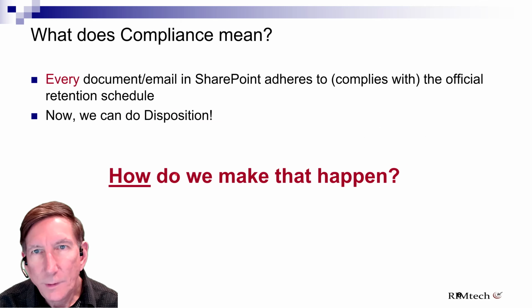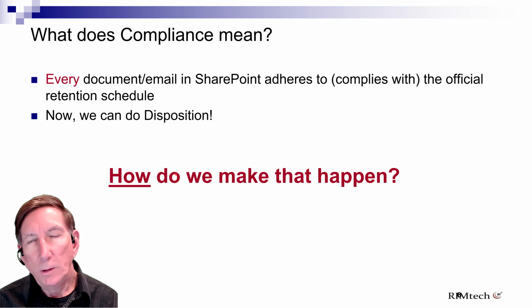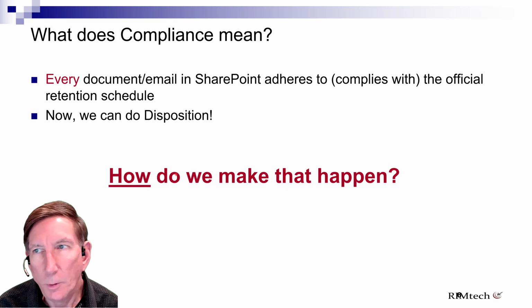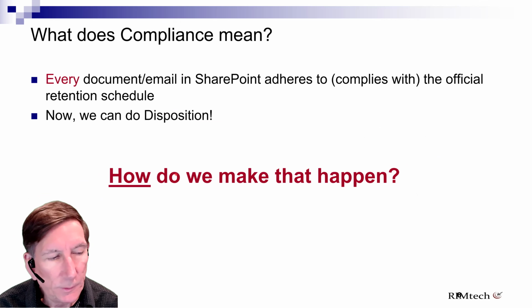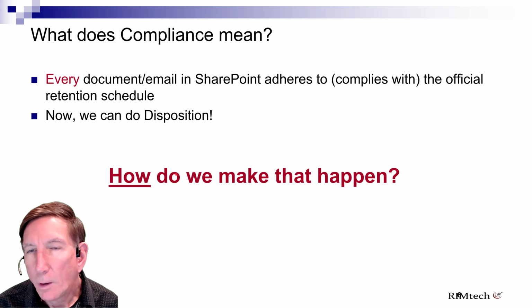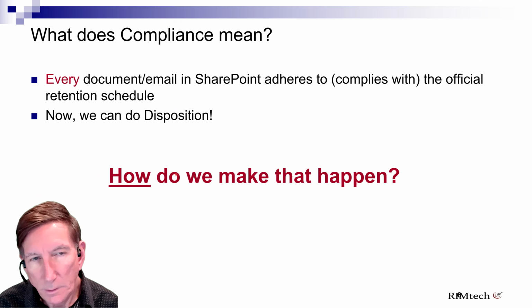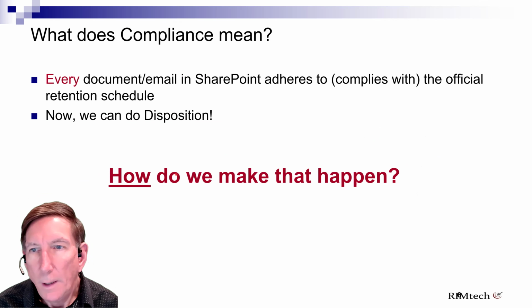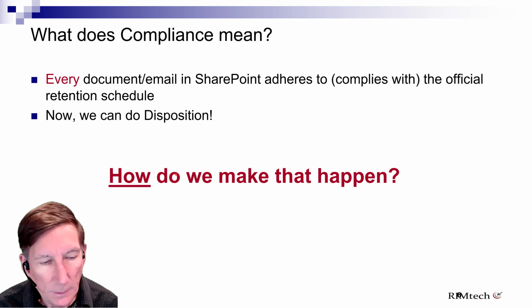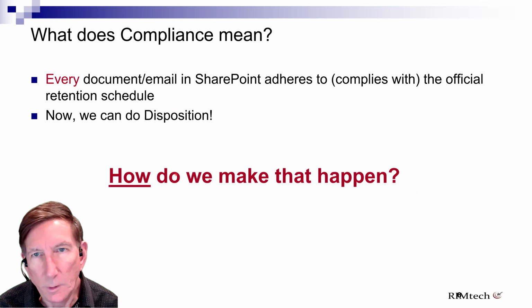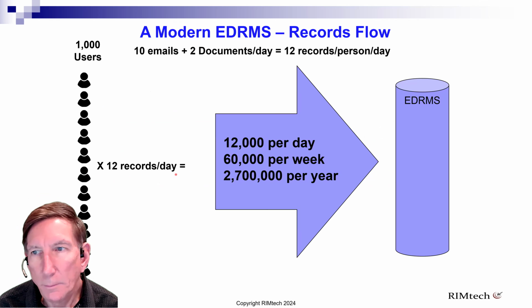So what exactly does compliance mean? Well, to me, it means that all the documents or content in SharePoint, and that includes both documents and emails, comply with the retention schedule, meaning that all the documents are locked down or immutable, and they are assigned a category in the retention schedule, a business activity and a retention rule. So how do we do that?